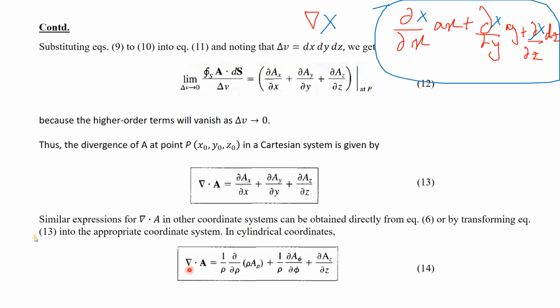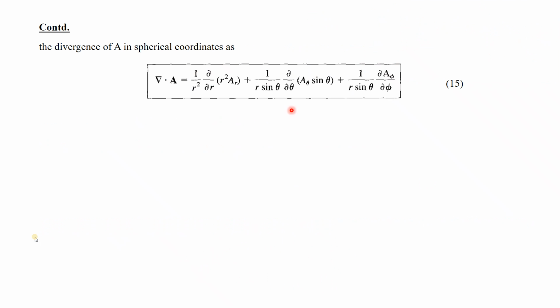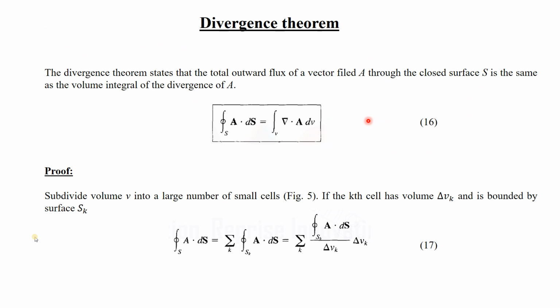Okay. Now for a cylindrical coordinate system, just use the del operator in cylindrical coordinate system and take the vector in cylindrical also. You do the dot product, you will get this result. Okay, this can be done, and this is for the spherical coordinate system, same thing.